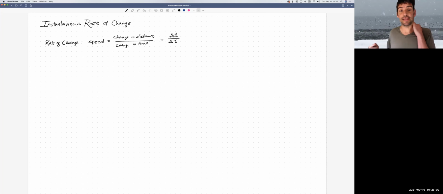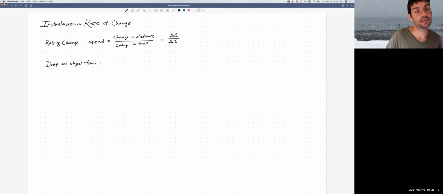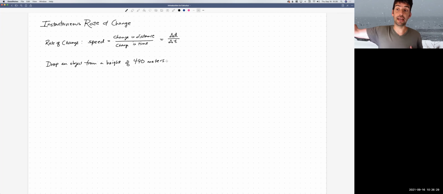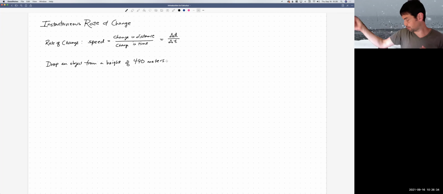So let's think about it this way. Suppose we drop an object from a height of 490 meters. Okay, so we have an object, let's pretend it's a marble, say. We have it 490 meters up in the air, and we're going to drop it, right? So it's starting held, and I let go of it, and it begins from not moving. It starts to fall towards the ground.